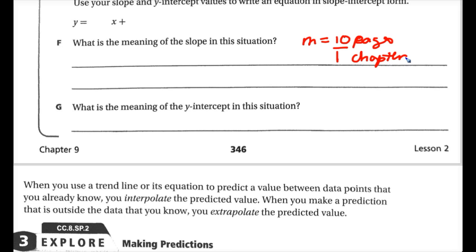G, what is the meaning of the y-intercept in this situation? Our y-intercept was at (0, 0), which meant 0 chapters and 0 pages. So at 0 chapters, I would have 0 pages. Now, I wrote this in math. You're going to put this into words. Hit pause if you need to get that finished.